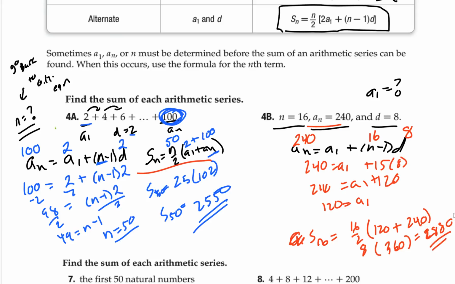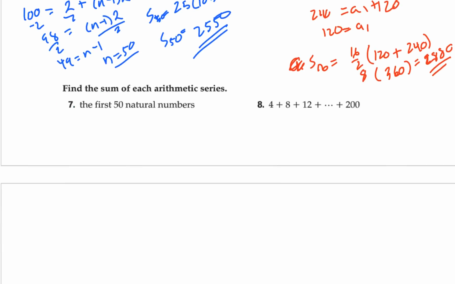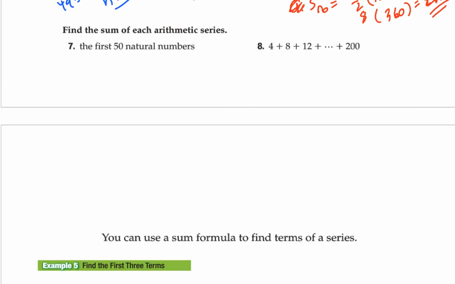Alright, again, same idea. Let's do one more of these, then we'll move on to something a little different. The sum of the first 50 natural numbers. So first, let's think about what those are. Let's write them out. First 50 natural numbers are 1, 2, 3, 4, dot, dot, dot, 50. Now again, let's see what I have. I have a_1. I have the common difference. We're adding 1 every single time. a_1 is 1. Common difference is also 1.